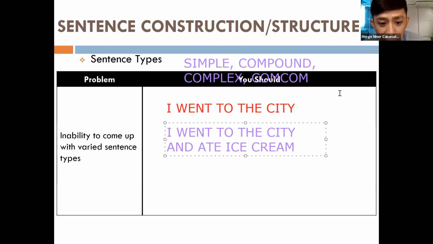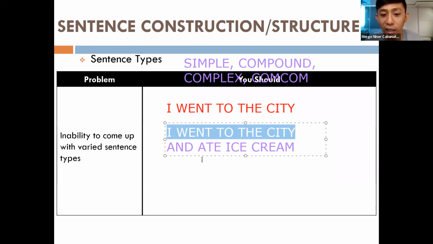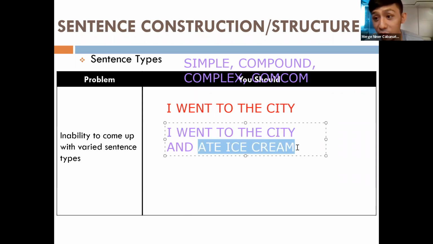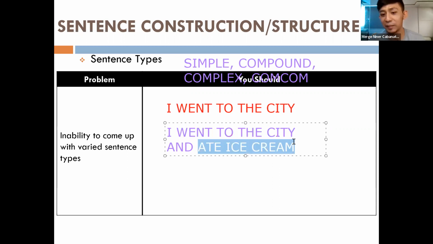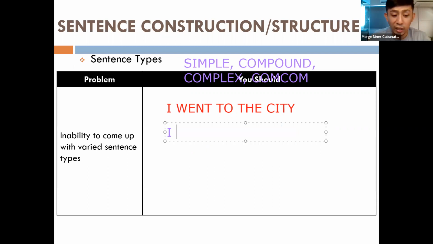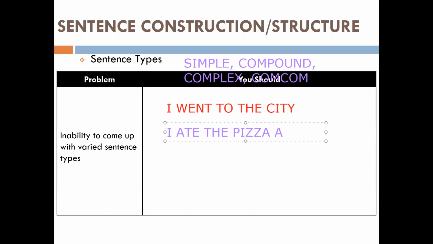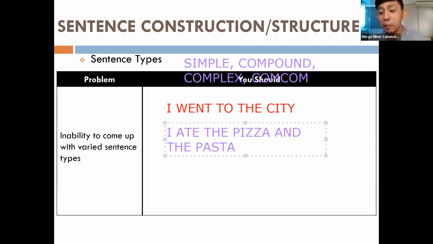Itong si "I went to the city," alright, ito ay independent clause. Meron kang subject, I, yung went mo yung verb, to the city, doon kung saan ka pumunta. Yung "ate ice cream," ito ay isa pang activity. So, dalawang activity. Dalawa yung verb. Went to the city, ate ice cream. So, simple lang yan. Dalawa lang yung ginawa mo eh. Okay? So, parang ganito, ano? I ate the pizza and the pasta. I ate the pizza, I ate the pasta. Ganun lang siya. Dalawa yung kinain mo, pero hindi sabihin compound sentence. Okay? Simple pa rin. Alright.